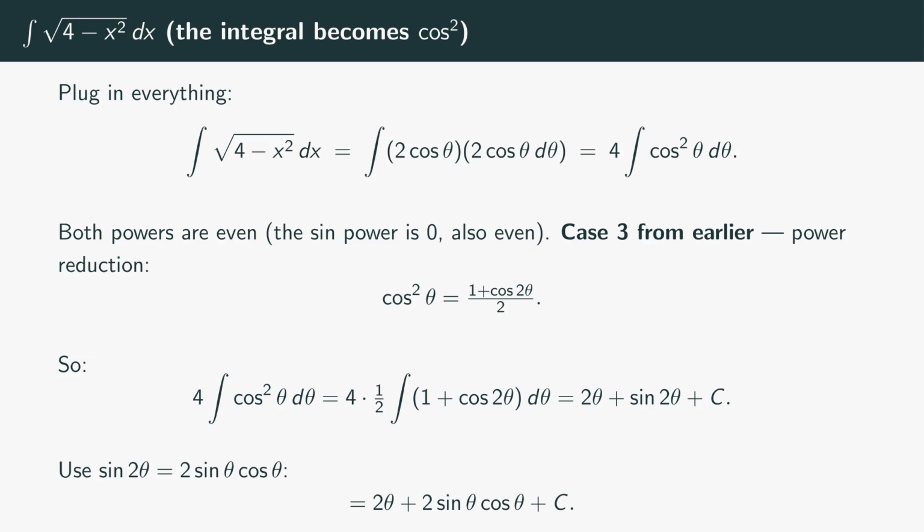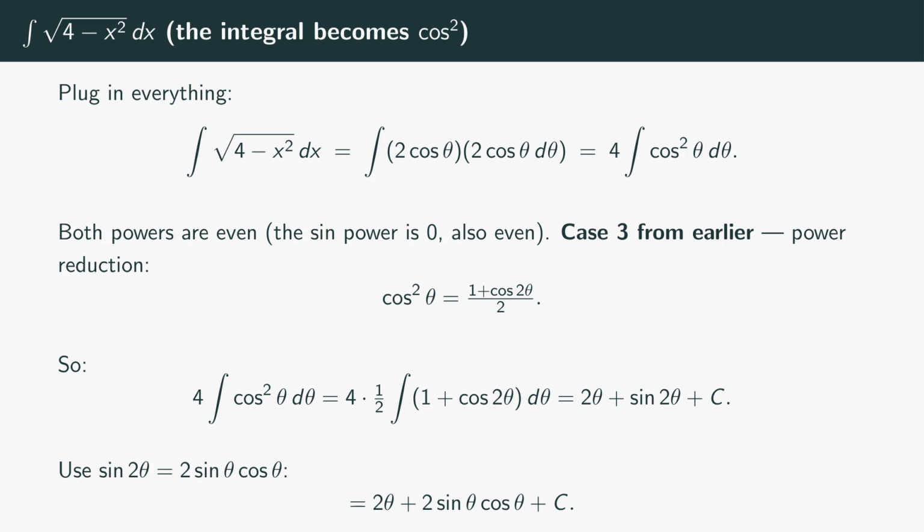Plug in. The integrand, the square root of 4 minus x squared, becomes 2 cosine theta. The dx becomes 2 cosine theta d theta. Multiplied together, that's 4 cosine squared theta d theta. Pull the 4 out front. We're now computing 4 times the integral of cosine squared theta d theta. And look, we are back in the trig integrals world from the first half of this episode. We've turned a square root integral into a powers of cosine integral.